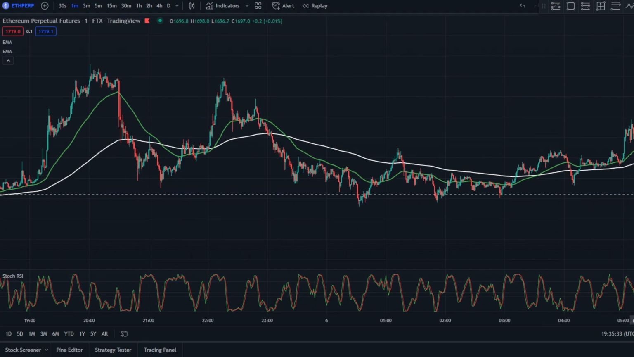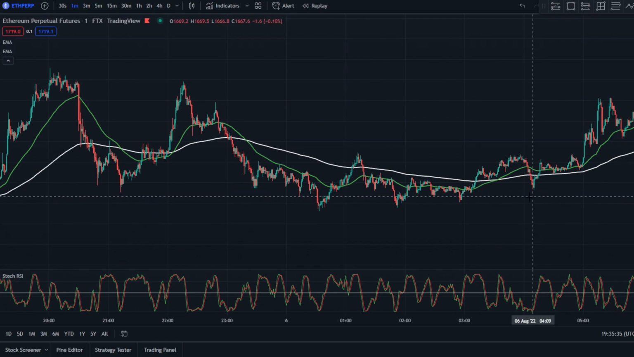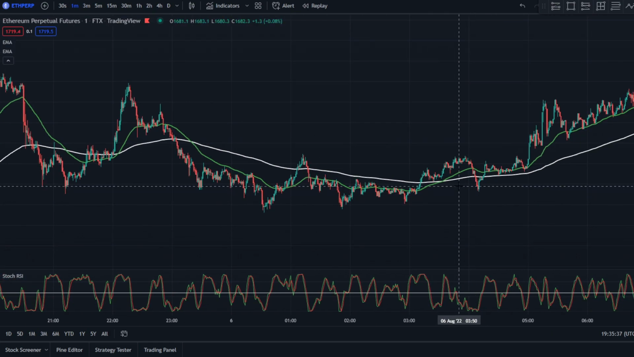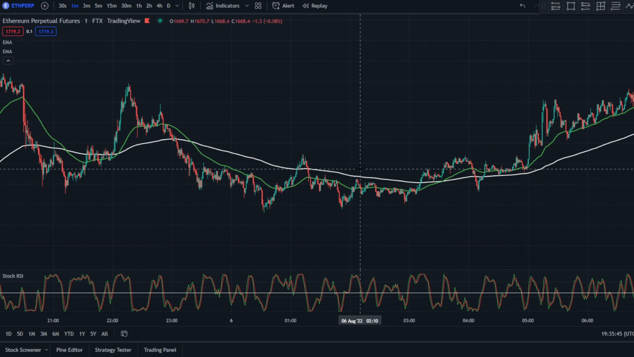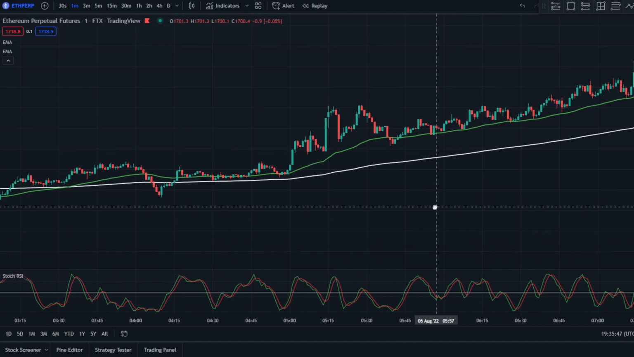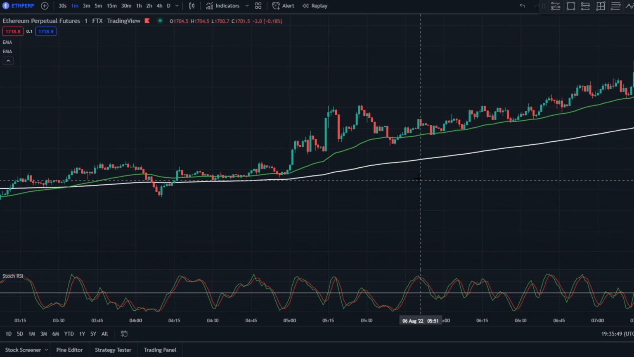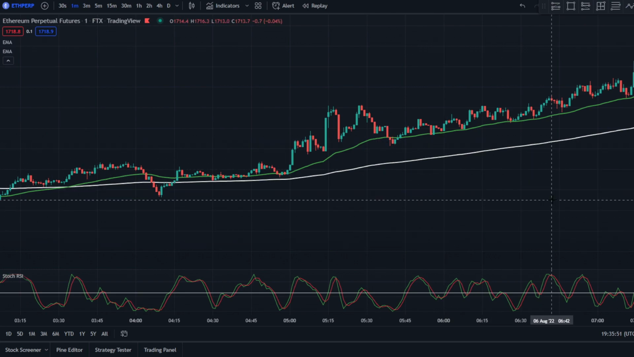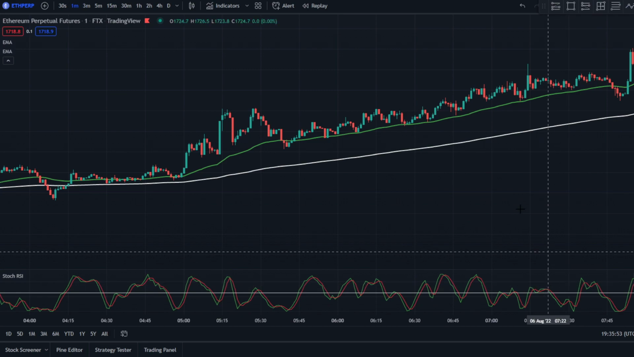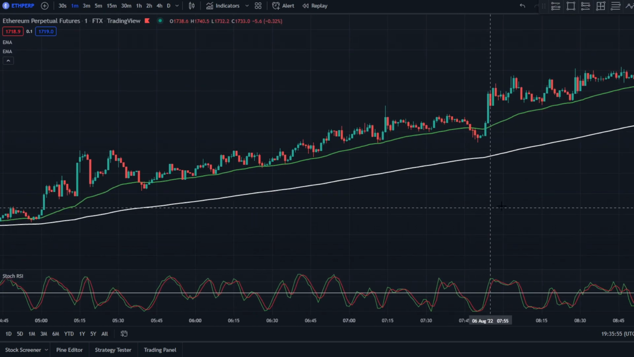So for this, the strategy is pretty simple. When the green EMA is above the white EMA, you only want to take long positions, and when the green EMA, which is your 50 EMA, is below the white EMA, you only want to take short positions. Next up, you only want to take long positions when the green stochastic RSI crosses above the red stochastic RSI above the 50 line.